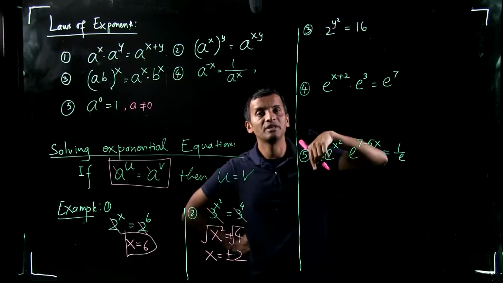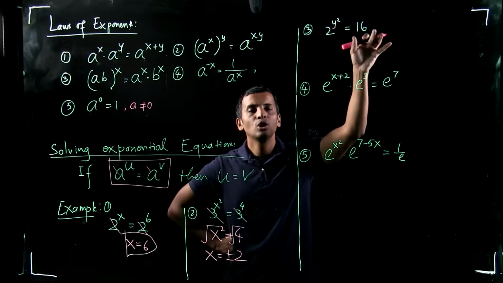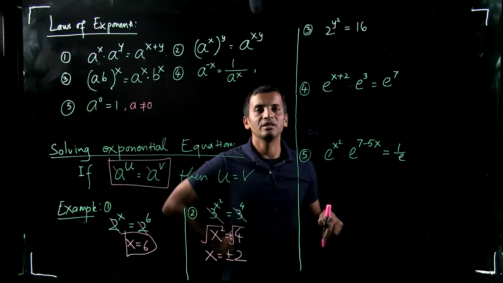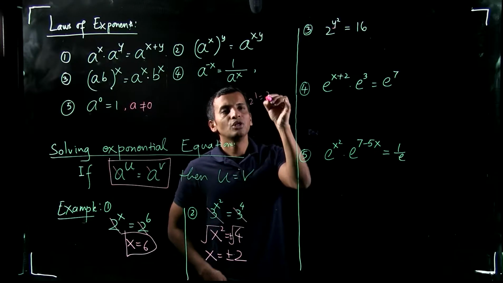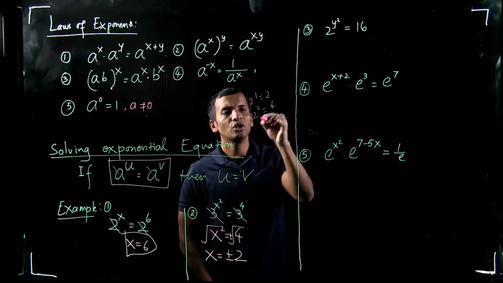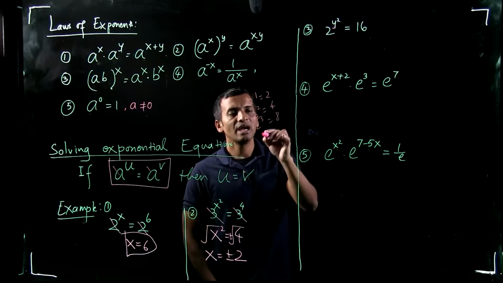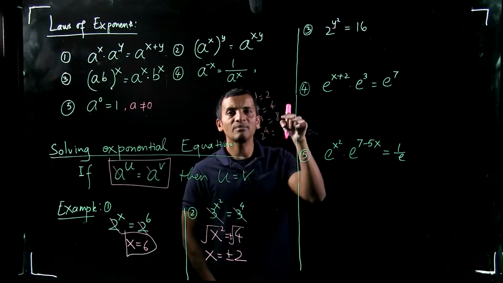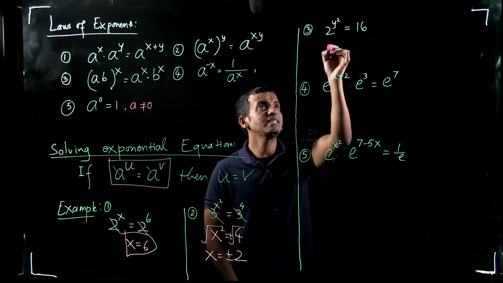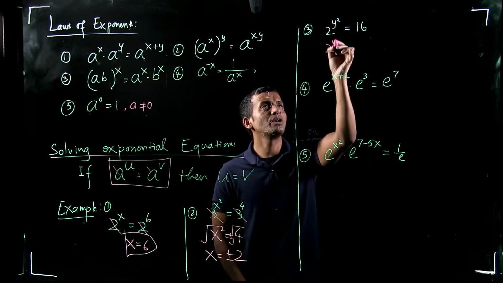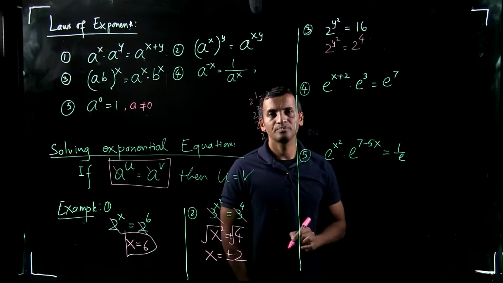So what you try to do here is write 16 with base 2. What raised to the power is 16? 2 to the 1 is 2, 2 to the 2 is 4, 2 to the 3 is 2 times 2 times 2, that is 8, and 2 to the 4 is 2 times 2 times 2 times 2, that is 16. So you can write this as 2 to the y squared equals 2 to the 4.